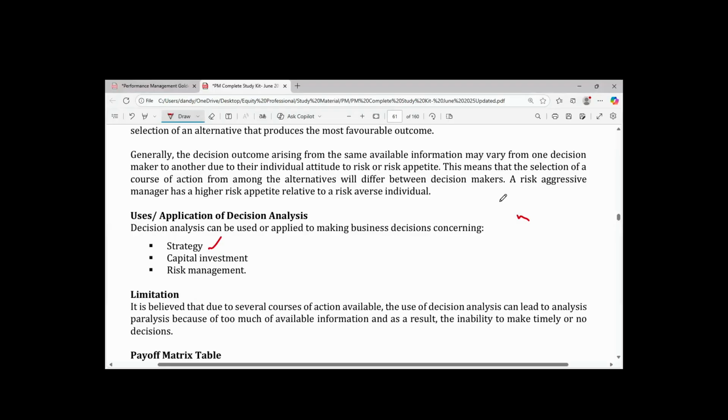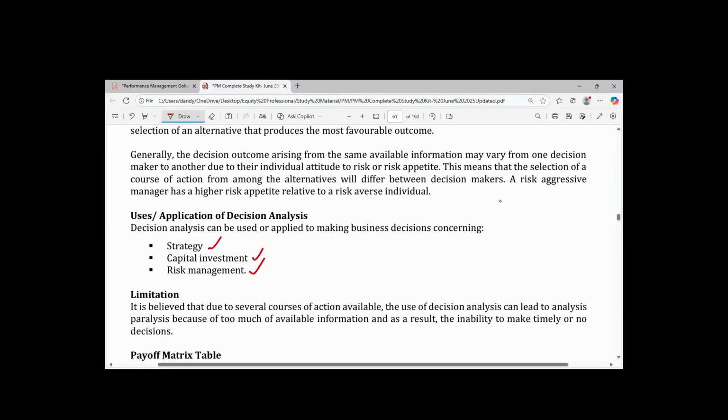Now, like I said, we can use decision analysis to make investing or business decisions relating to strategy. Not only that, if a company wants to carry out a capital budgeting decision or capital investment decision, you can also use decision analysis to do that. Again, you can apply decision analysis in making decisions relating to risk management. So these are some of the areas of application of decision analysis.